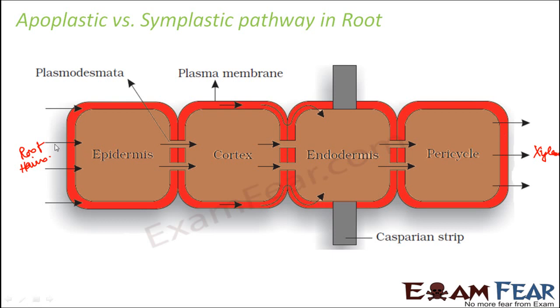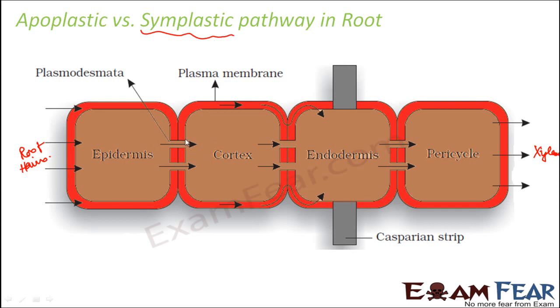Now how can this enter from root hairs to the endodermis? One possibility is the apoplastic pathway, where the water will flow through the cell walls, that is the extracellular space. So this red colored structure represents the apoplast pathway. You see, it is not at all entering the cytoplasm of any cell. This represents the cytoplasm. So it is not entering, it is just moving through the cell walls. That is apoplast. When you talk about the symplast pathway, it will move through the cytoplasm.